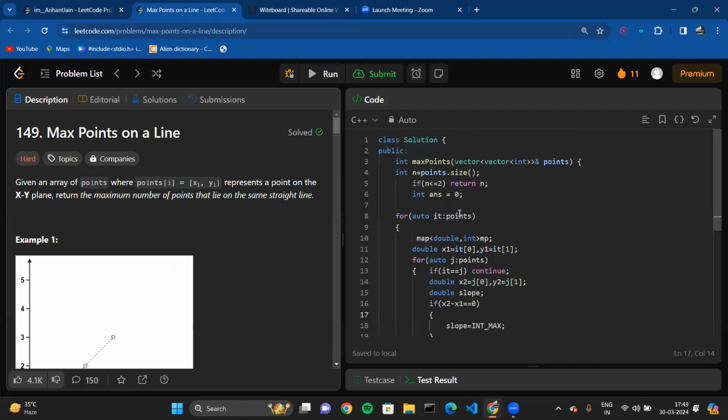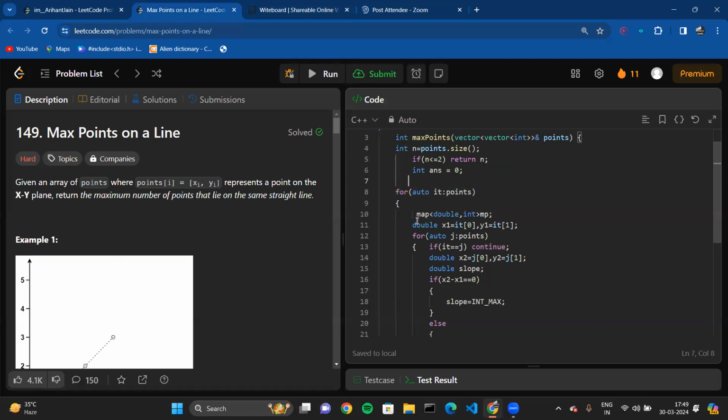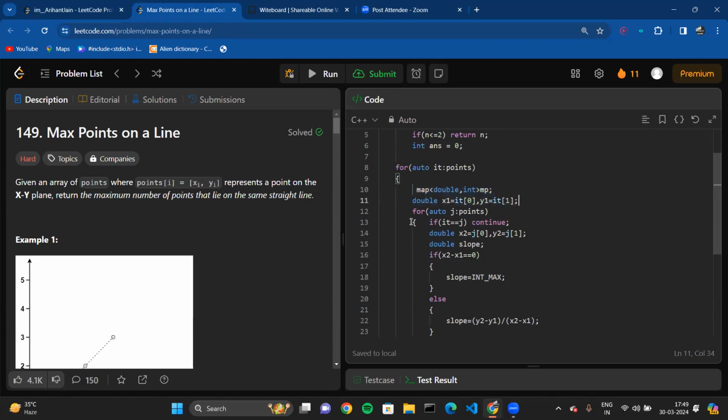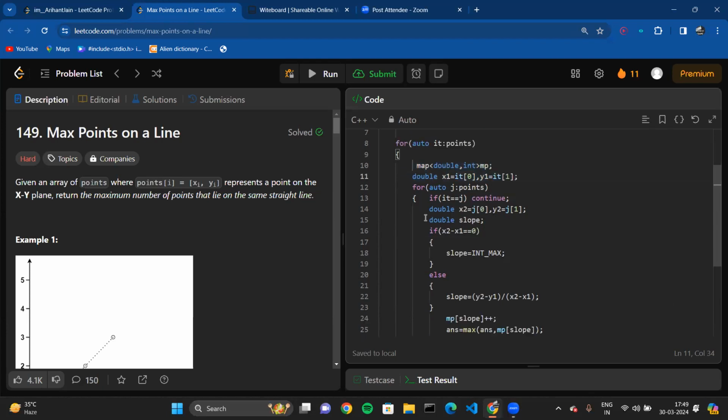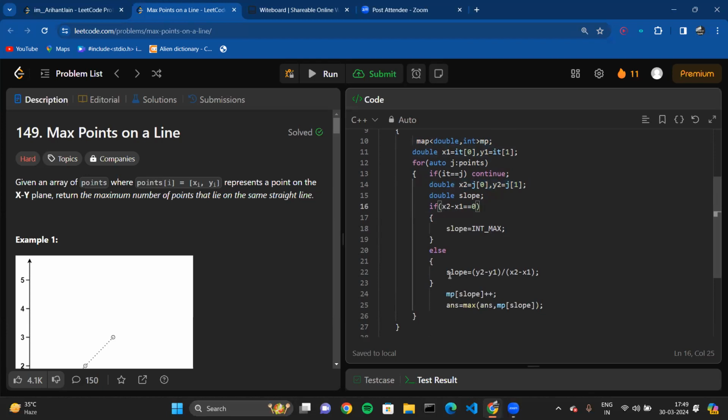So we are iterating the points array, and for each point, we are again iterating the points array and calculating the slope. If the slope is the same, then we will add up. Basically, we will have a map, and then we can store the slope, and the answer can be the maximum of answer and slope.